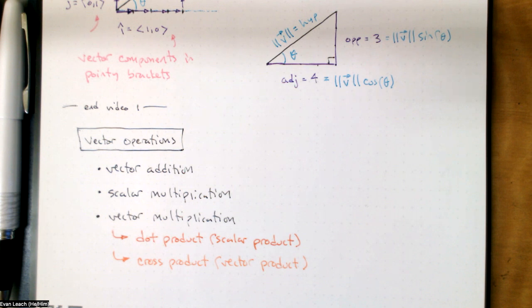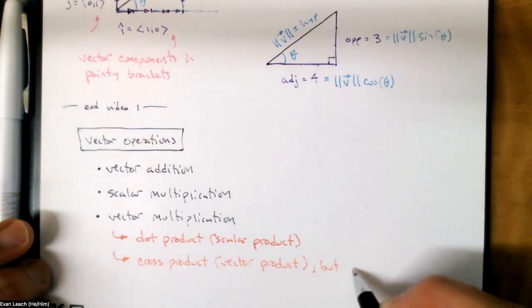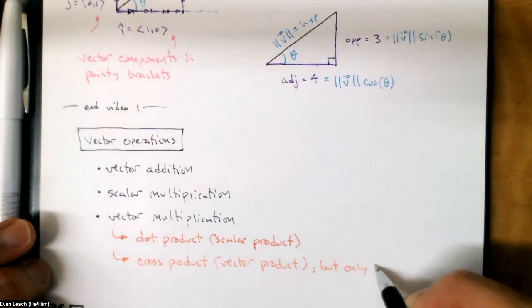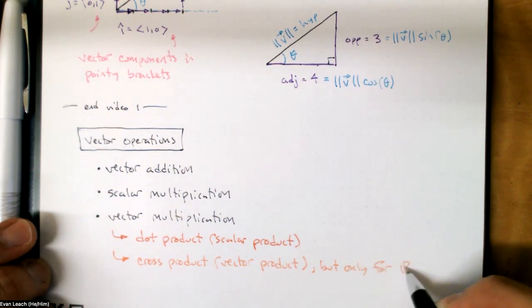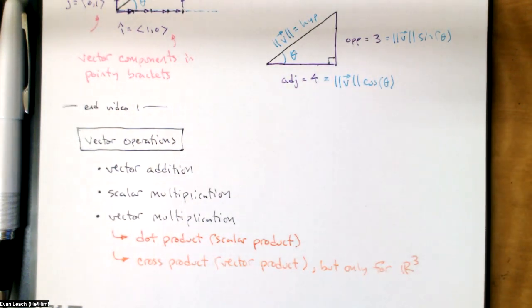Important to note that the cross product only applies in three-dimensional space. So this is for three-dimensional space. So if we're going to restrict ourselves to two-dimensional space, we need to know about vector addition, scalar multiplication, and vector multiplication, specifically just the dot product.